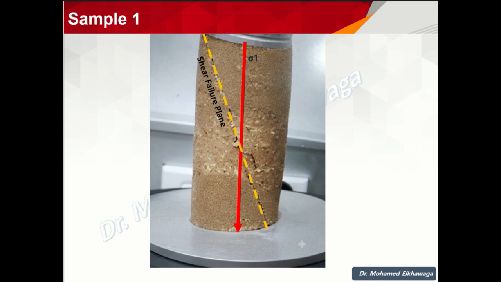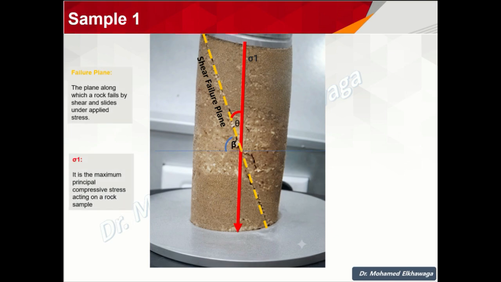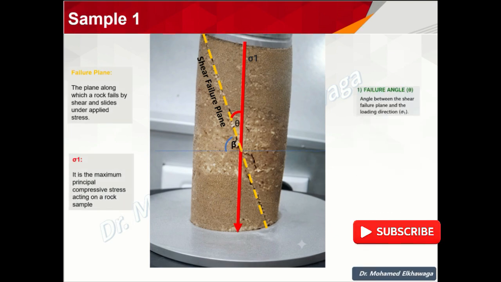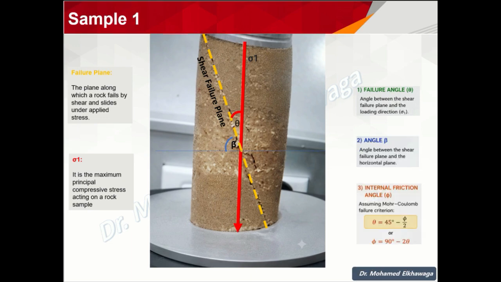First, we have the shear failure plane. It is the plane along which the rock fails by shear and slides under the applied stress. Next, we have sigma 1, which is the maximum principal compressive stress acting on the rock specimen. It represents the loading direction during the uniaxial compression test.